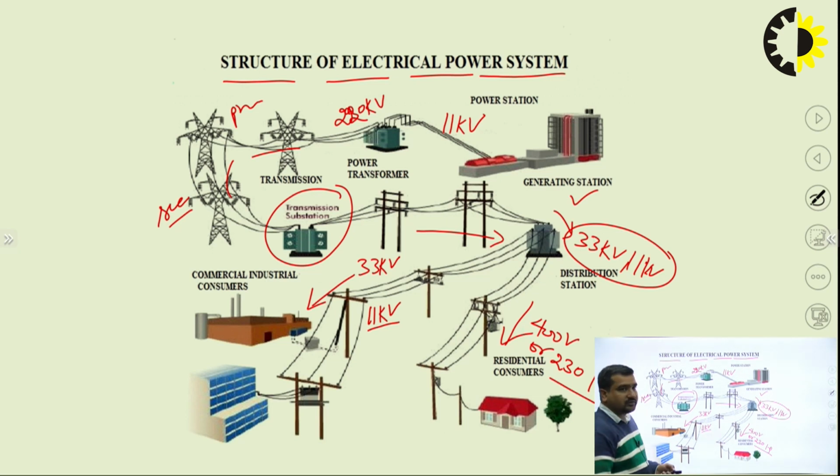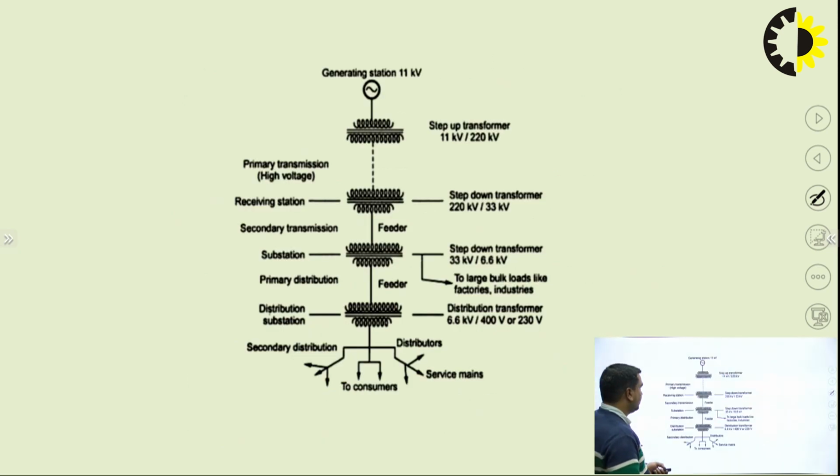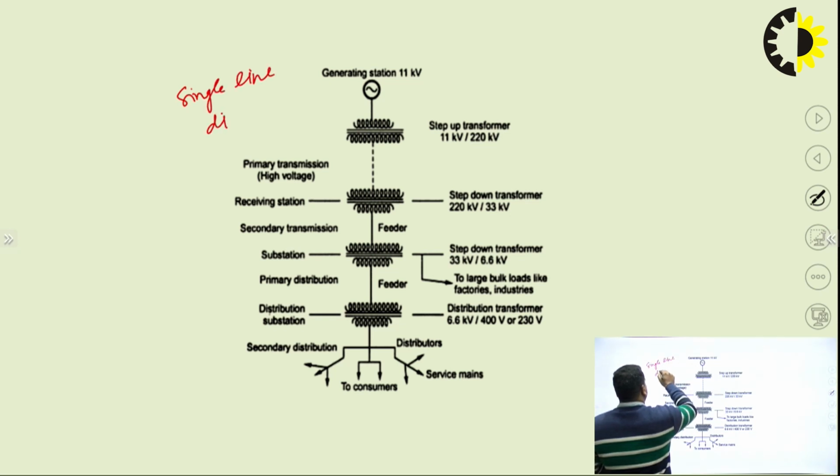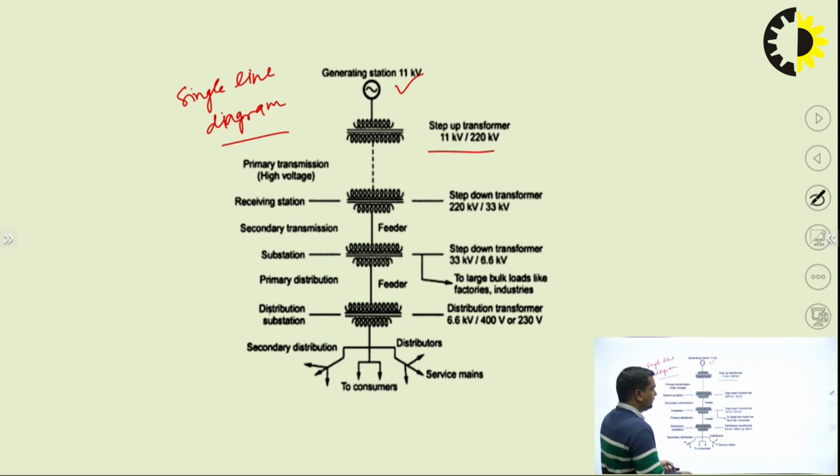Now we are going to discuss the source of electrical energy, and here is the layout. We can see here a single line diagram. Here are the generating stations, generating 11 kV. The electricity is stepped up to 220 kV. Then it is stepped down from 220 kV to 33 kV. Again it is stepped down from 33 kV to 6.6 kV. These are the symbols of the transformer.